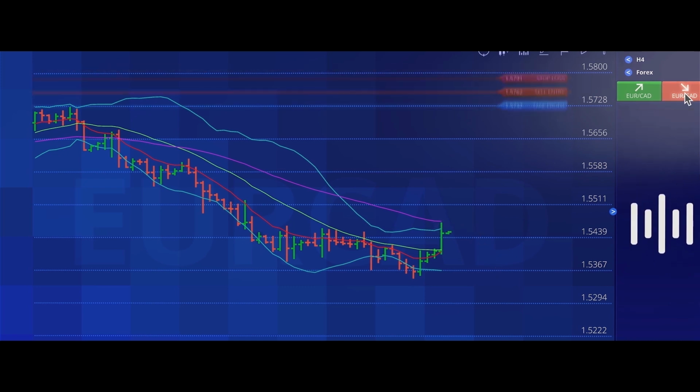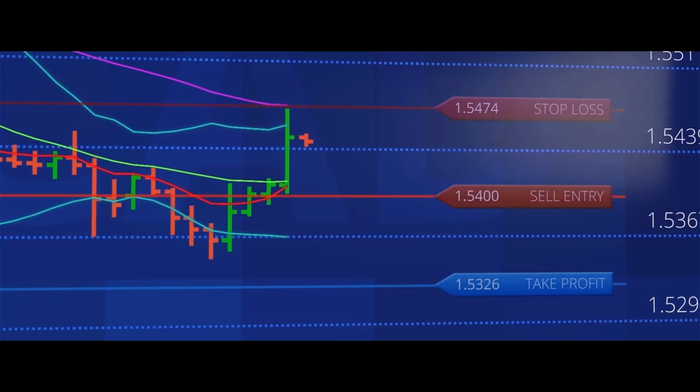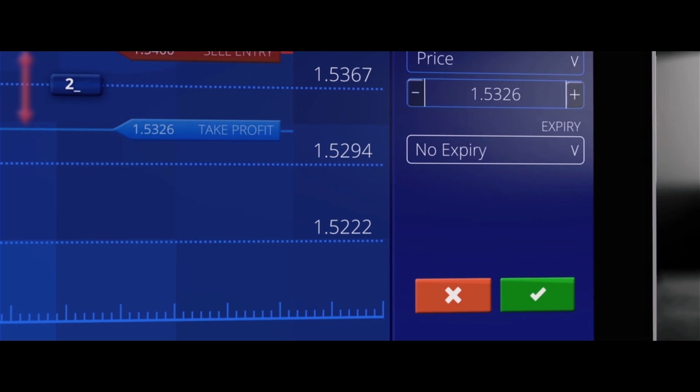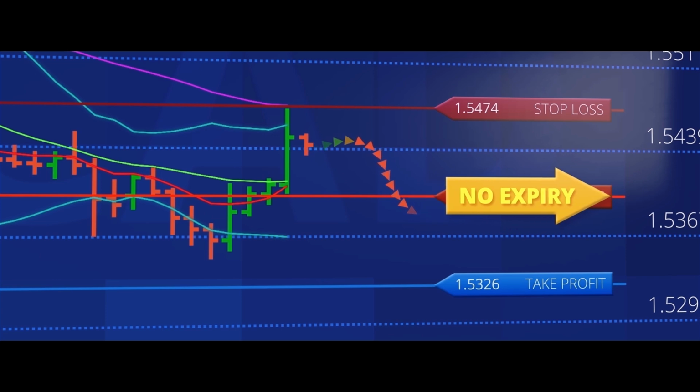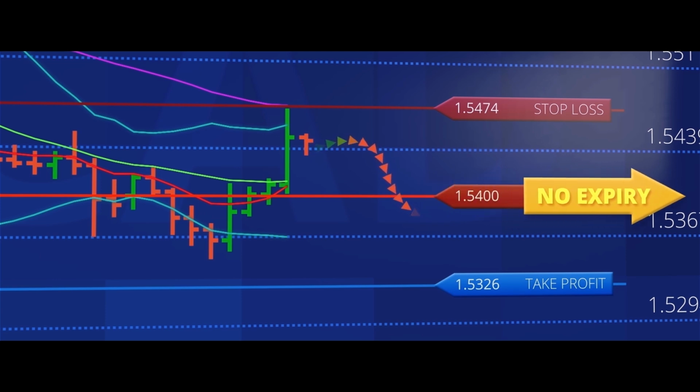The entry price would be 1 pip below the low of the previous bar with a stop loss 1 pip above the high of the previous bar, and a target level of a 1-to-1 reward to risk. Your order will be placed as a no expiry order. This means this will stay as a pending trade until you cancel it manually, or the trade is triggered by reaching your entry price.